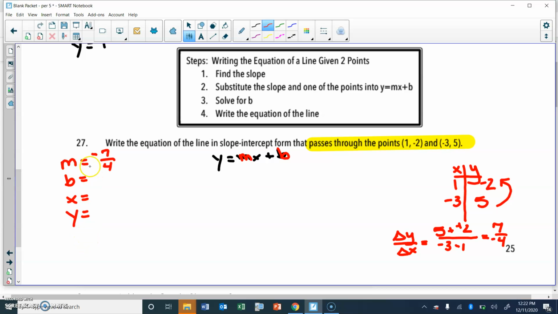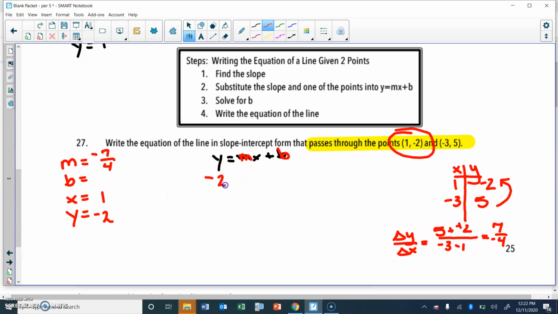I don't have a b value, but I do have 2 xy coordinates, so I can just pick one. It doesn't matter which one you pick. I'm just going to go with this one, smaller numbers. X equals 1, y equals -2. Okay, we substitute in everything we know. At this point, you should be able to hit pause, do the whole thing, and then check your answer at the end. All right, but if you need help, I'll do it with you.